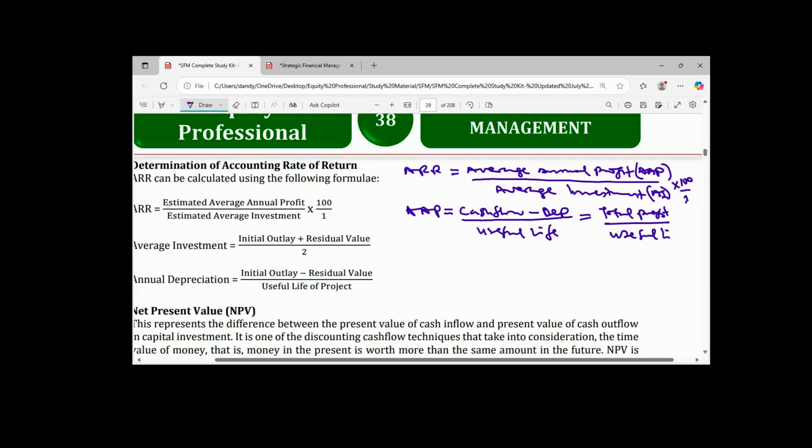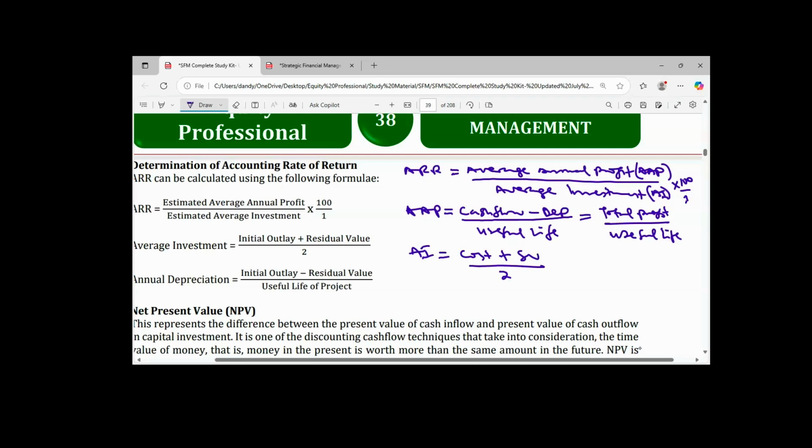So if in the question you are given accounting profit or loss, that's very straightforward. Just add up all the profits to get the total profit. Then you divide it by the useful life. You get the average annual profit. Then the denominator is average investment. So average investment is calculated as the cost of the project plus the scrap value divided by 2. This will give you average investment.